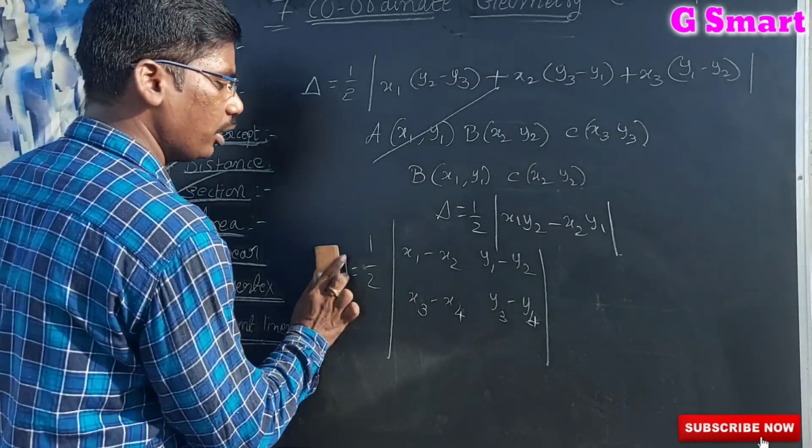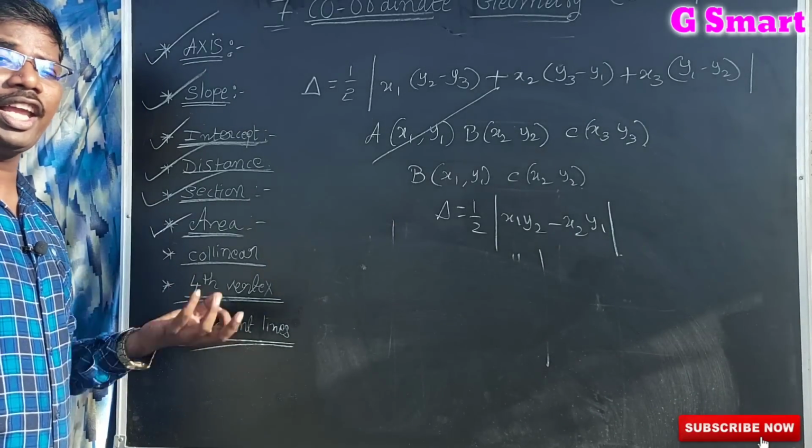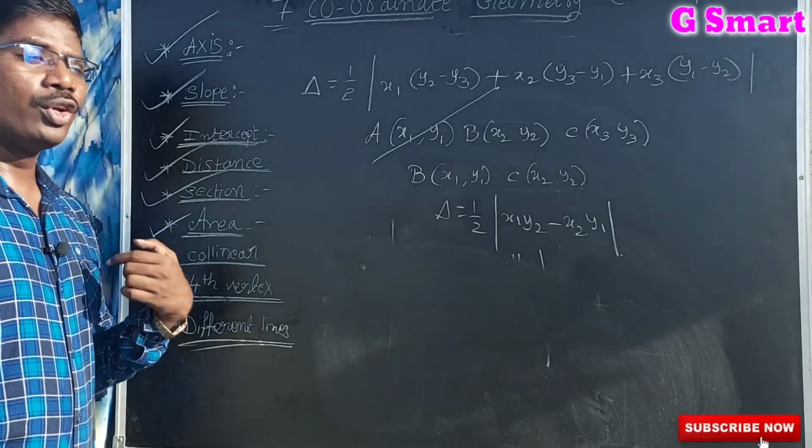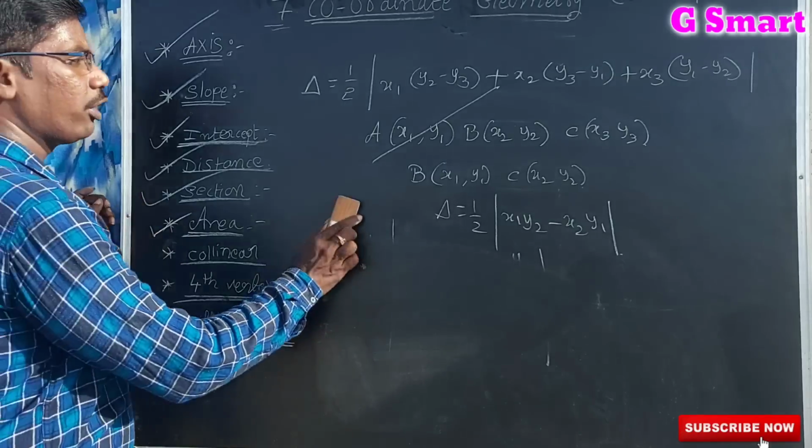Otherwise, we know very well: first of all, using this shortcut we will find the area using 3 points, and after that another 3 points will be there. Again using this shortcut, we will find one more area. Then add, and you will get the area of the quadrilateral.